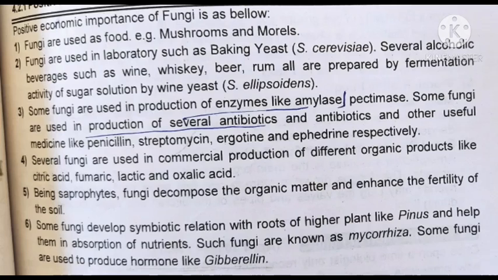Some fungi decompose organic matter, and that's why they are used to accelerate the rate of decomposition and make the soil more fertile. Some fungi develop a symbiotic relationship with the roots of higher plants, and they can fix atmospheric nitrogen and also produce hormones like gibberellin, which is good for the growth of such plants, by which they have a mutual relationship. Such fungi are called mycorrhizae.